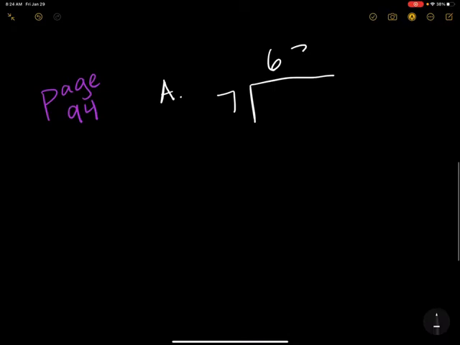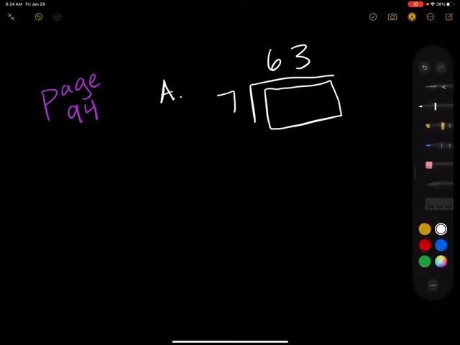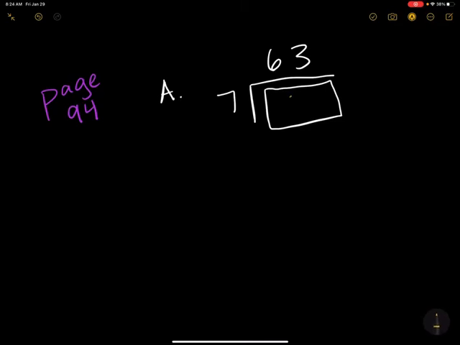And we're going to start off on page 94. So if you would flip there, we are going to begin with A. It's at the bottom of page 94. So I have a problem that's set up, and it looks something like this. This box is blank. We need to figure out what goes in this box.